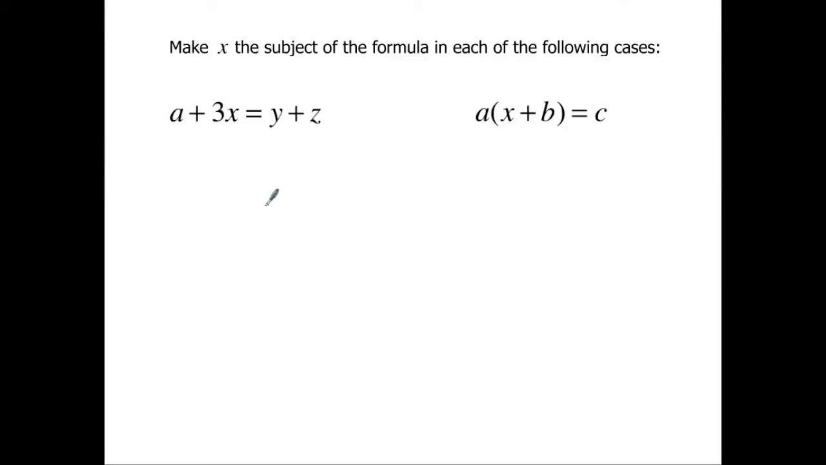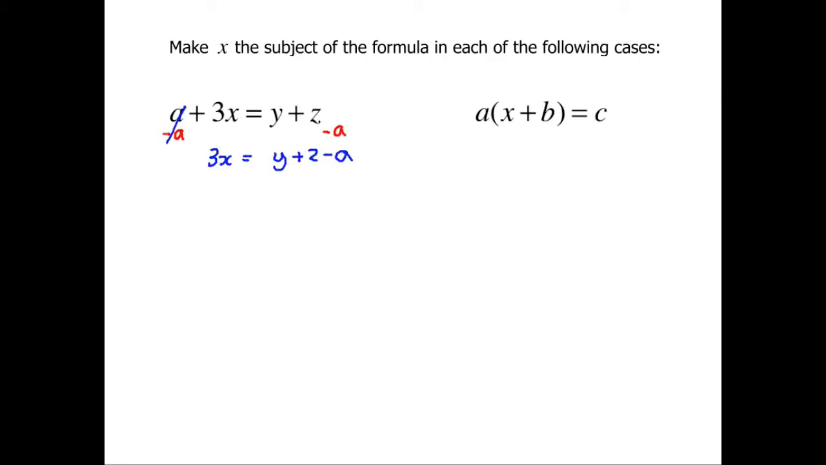Make x the subject of the formula in each of the following cases. So here, the two things that are stopping x from being the subject are this 3 and the a, so we need to get rid of those from this side and move them over to the other side. To do that, we'll first of all begin by subtracting that a from that side so that it appears over here. So that will just give us 3x equals y plus z minus a.